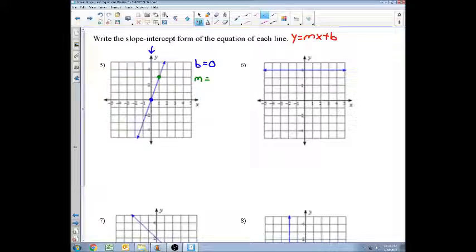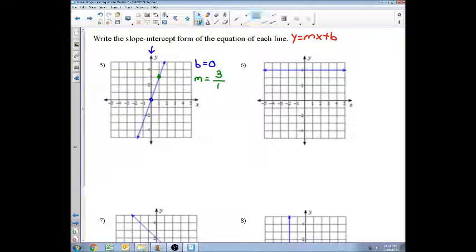All I have to do is count up from my y-intercept, 1, 2, 3, and then count right or left from there. In this case, it's to the right. Well, up is a positive movement. That means I've gone up 3. I went to the right one place, which means that that is a positive movement, so my slope is 3 over 1.